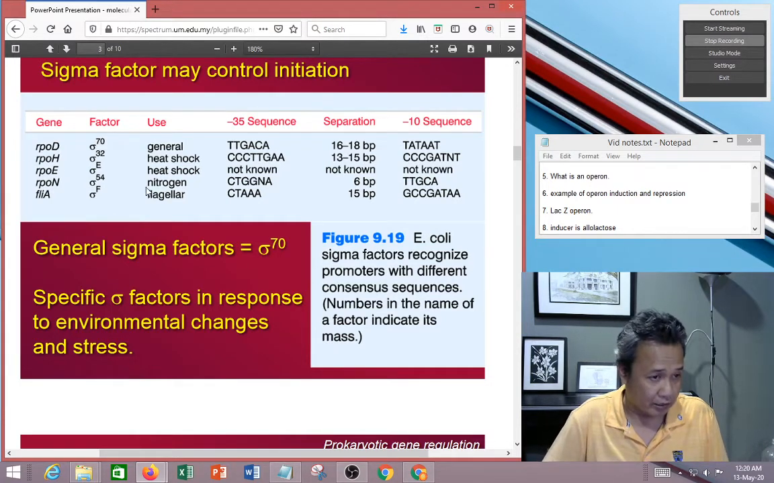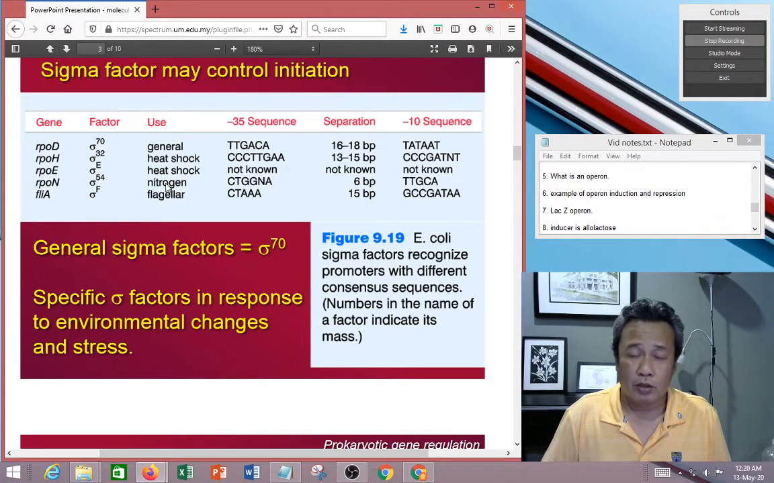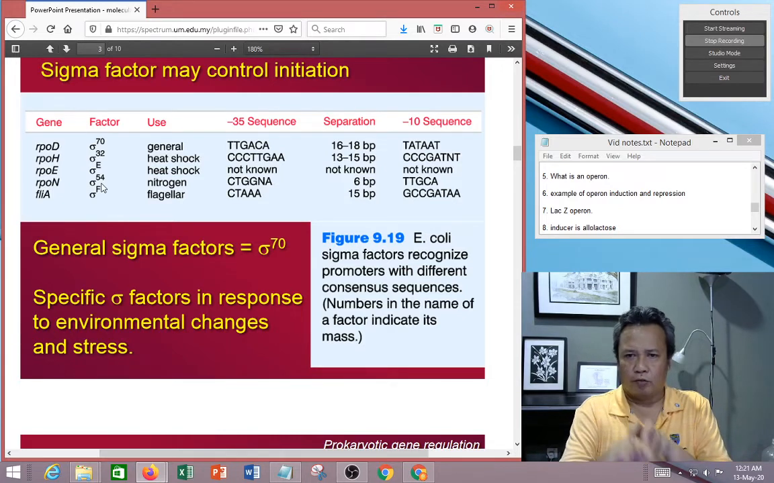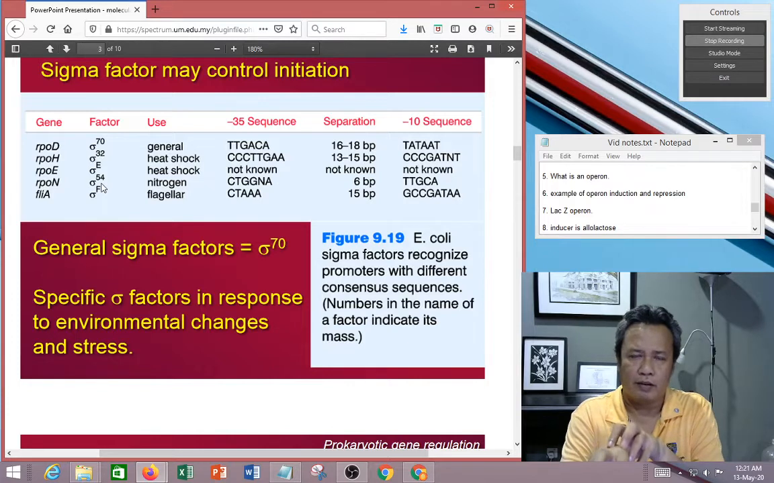Here you can see one that's nitrogen. You need to switch on the nitrogen pathway. Then the first thing you need to do is to express the sigma 54. When you have the sigma 54, then it can guide the polymerase to look for genes that are going to be useful for nitrogen consumption. Right? Without the sigma 54, then that gene is not being expressed.